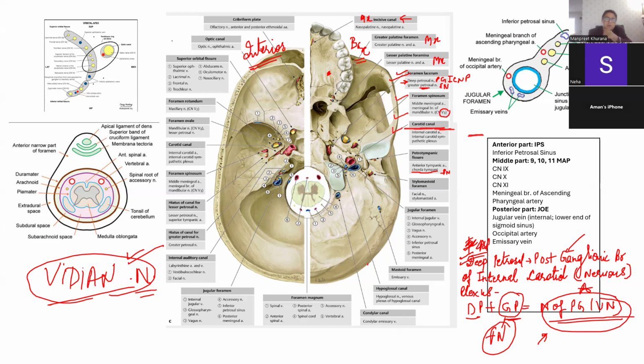In that, we'll read about the pterygopalatine ganglion. In the pterygopalatine ganglion, this nerve of the pterygoid canal is associated. How they get connected, how they are associated, and what all structures they supply, we'll read.